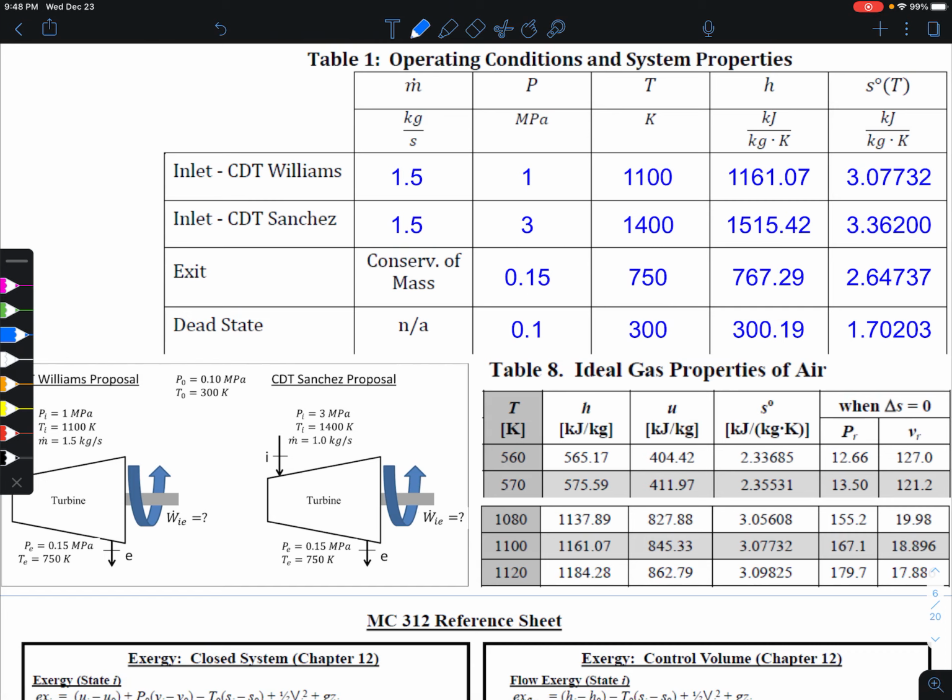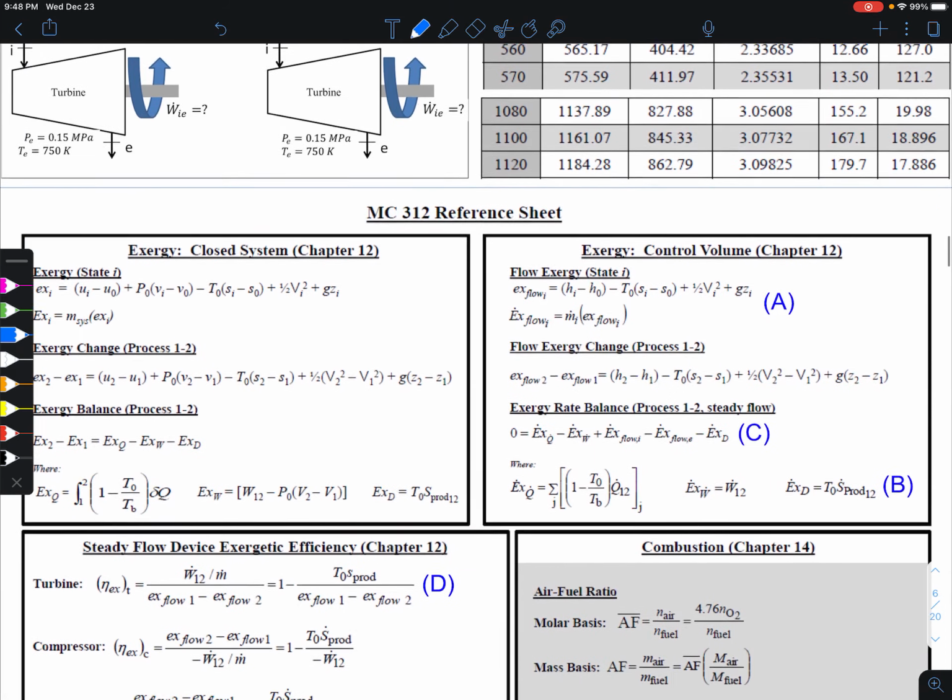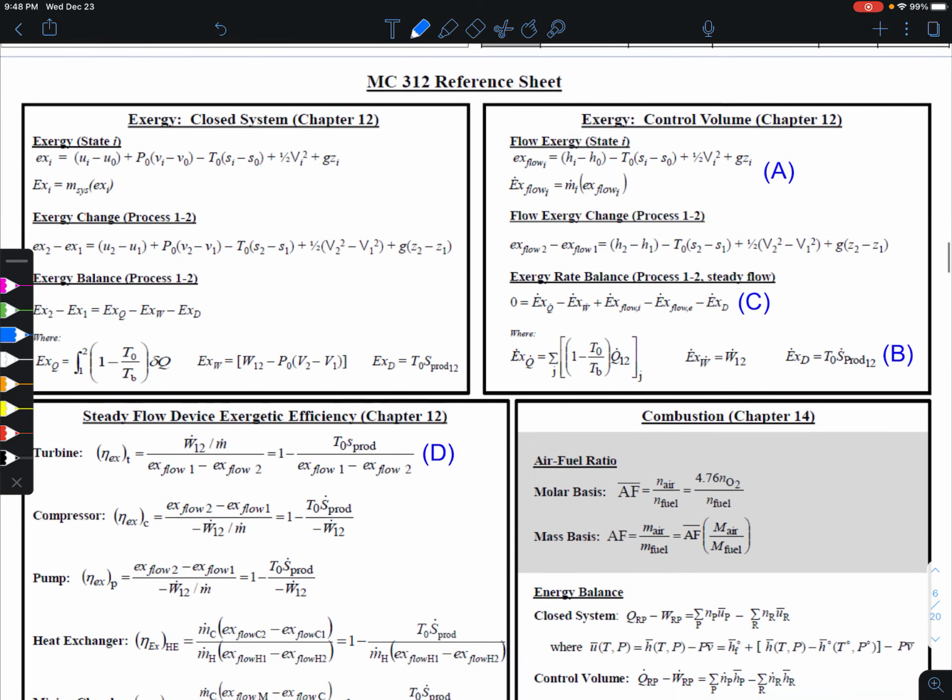Okay. So now, after you have unpaused the pause button, if you go to your reference data card, for MC312, what I want to do here before jumping into the analysis is identify the equations that we're going to use throughout this analysis. So for part A, we're going to use a combination of these two equations up here.